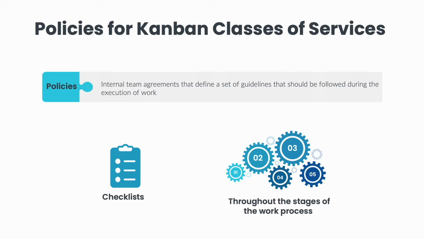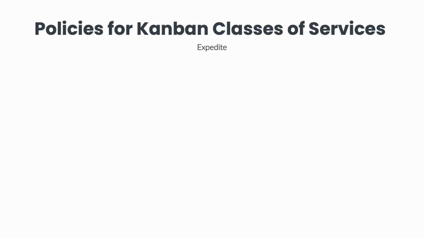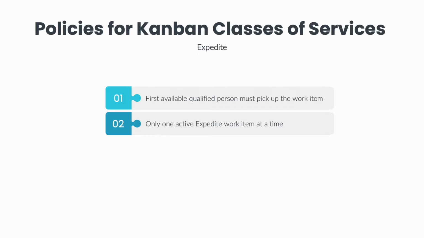Let's look at some example policies that we will be using for our e-commerce website team. Keep in mind the policies we will look at are based on empirical evidence and they are used by many teams in the corporate world. With that said, you can definitely make adjustments with your team to these policies. Starting with the expedite policies. When an expedite item comes in, the first available qualified person must pick up the work item. Only one expedite work item is permitted at any given time on our active Kanban board.